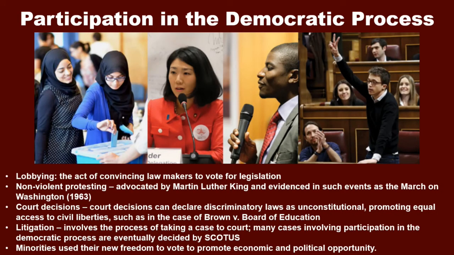All right, so what we are going to see throughout the 1960s and throughout the civil rights movement, so from the 50s into the 60s, is an increase in participation in the democratic process. So we're going to see an increase of lobbying, people trying to convince lawmakers to vote for change. We're going to see an increase in nonviolent protesting as pushed by Martin Luther King. We're going to see Supreme Court decisions. We're going to see litigation. We're going to see people going to court to get their civil rights.